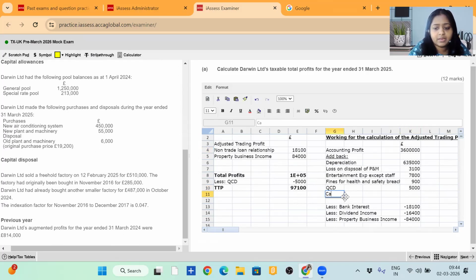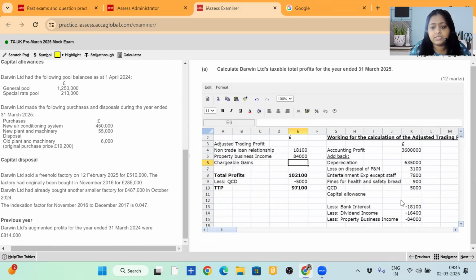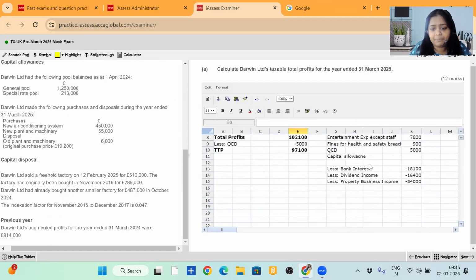So here I will write capital allowances. And there's a capital disposal also. That means there are chargeable gains. So in one of the places where I left, I will write here chargeable gains. We will calculate it. Okay, now let's see the working. So now we need to do working for capital allowances also. I will write here refer working note.